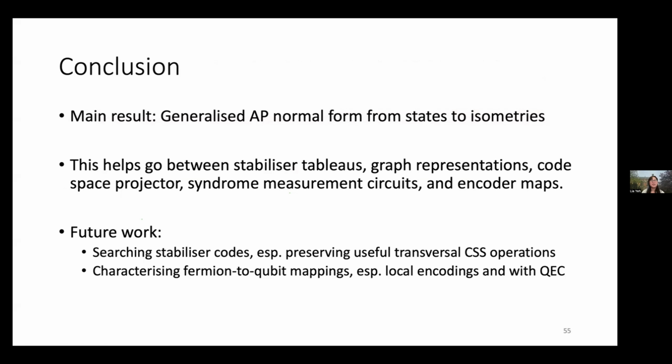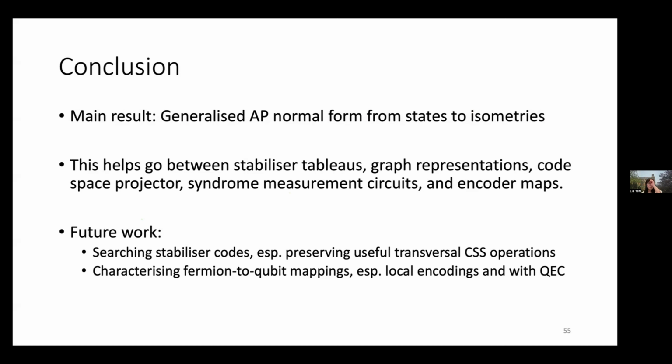The main result that we had is a generalized AP normal form that generalizes the one for states in the stabilizer fragment of the ZX calculus to arbitrary isometries. This helps us go between stabilizer tableaus, graph representations like Tanner graphs and graph codes, the code space projector picture, syndrome measurement circuits, and encoder maps.